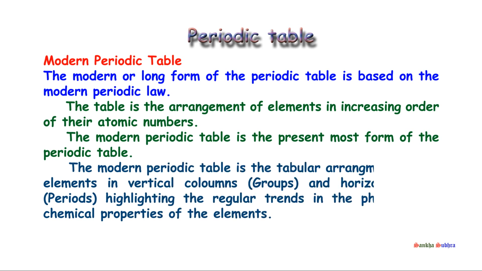The modern periodic table states that the physical and chemical properties of an element are a periodic function of the atomic number, that is the proton number. The modern periodic table is a tabular arrangement, and it has vertical columns which are known as groups and horizontal rows which are known as periods. This is the regular trend to describe the physical and chemical properties of those elements.